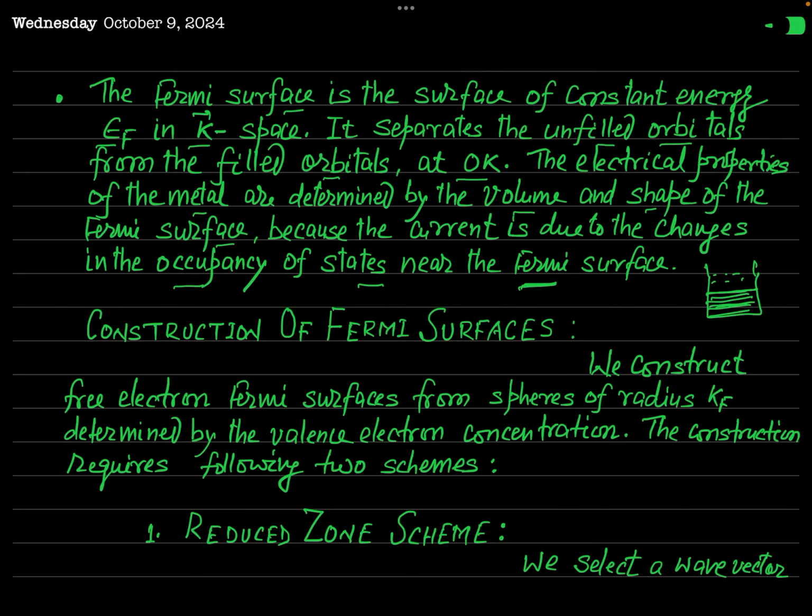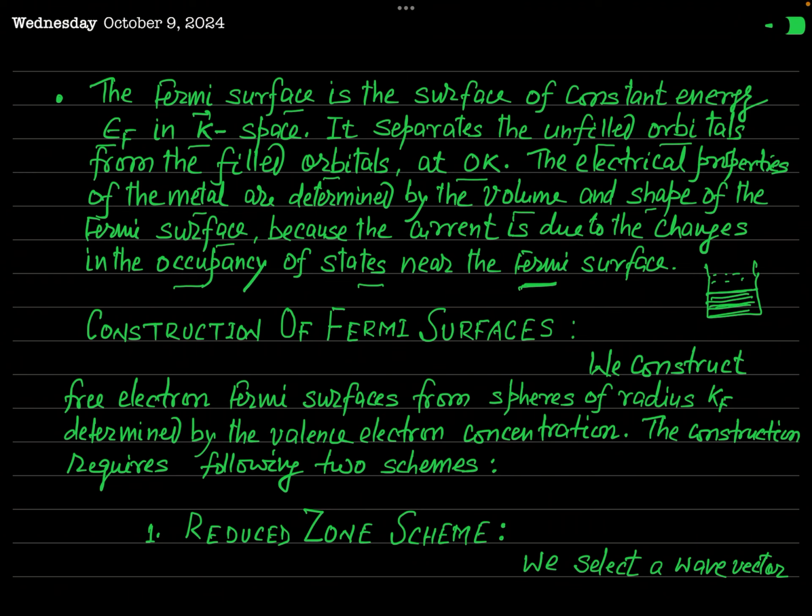In a nutshell, you can say that the Fermi surface is a surface of constant energy in momentum space. This surface separates the filled energy levels, or orbitals, from the unfilled energy levels, or orbitals, at 0 Kelvin temperature.